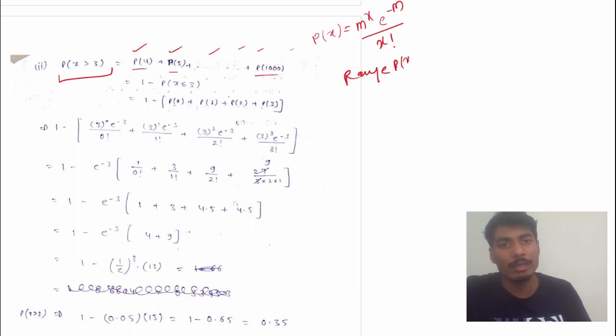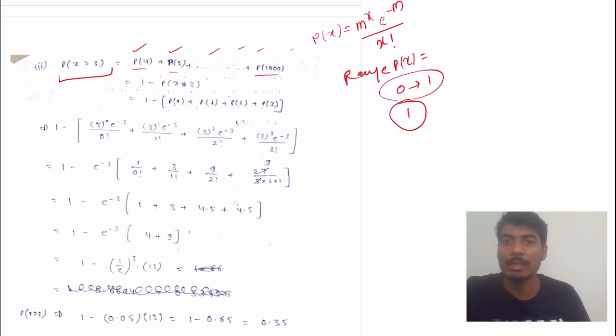The range of probability is 0 to 1, right? So we use the maximum, which is 1, and we have to subtract what we don't want. So 1 minus P of x less than or equal to 3. So 1 minus P of x less than or equal to 3 means what? P of 0, P of 1, P of 2, P of 3.